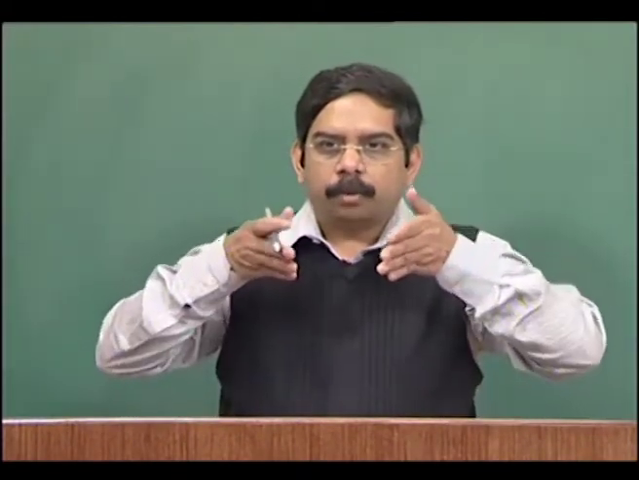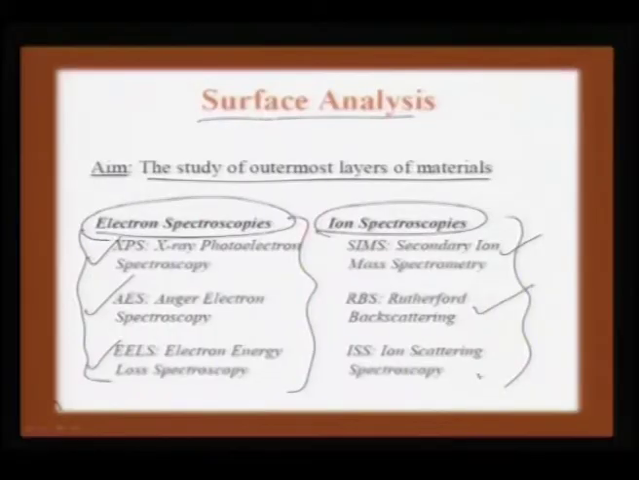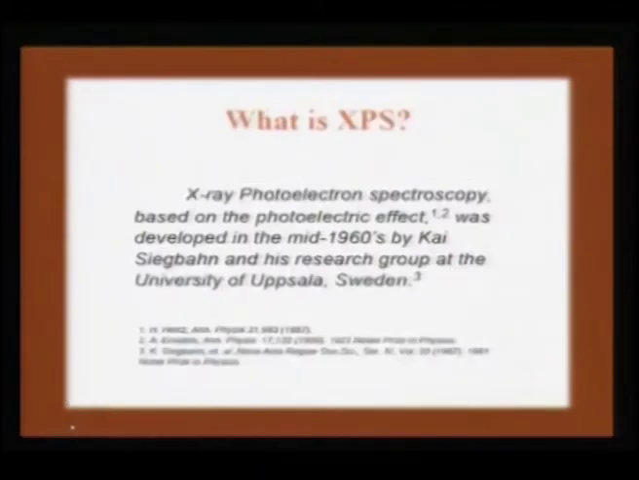Whether the film is growing along a particular axis or not can be mapped using RBS, and then you also have ion scattering spectroscopy. So, a range of spectroscopic tools are categorized in the form of surface analysis, and today we will look a little bit deeper into the XPS technique.